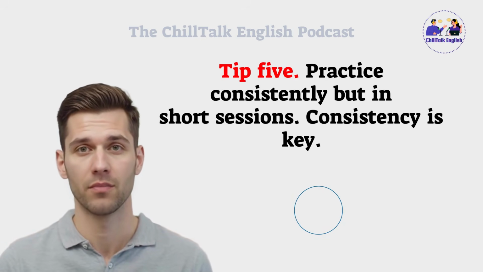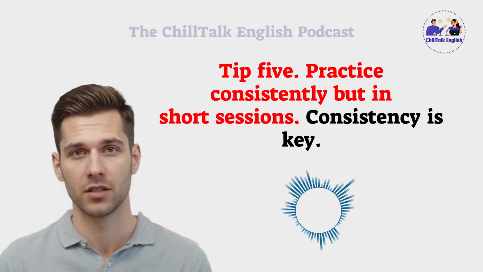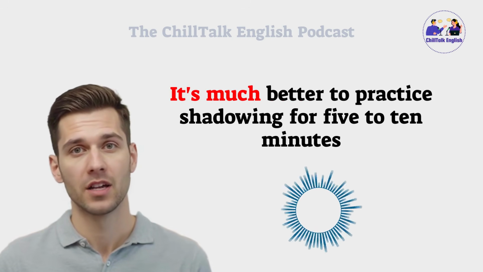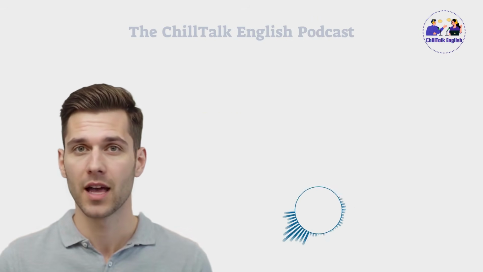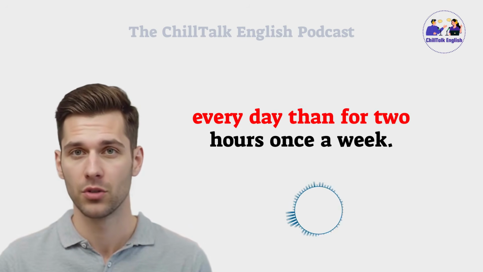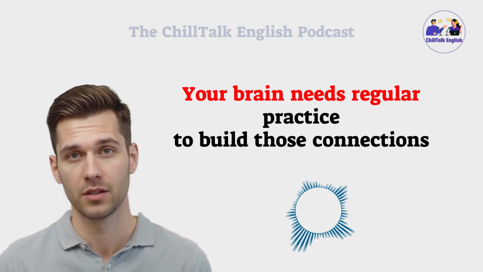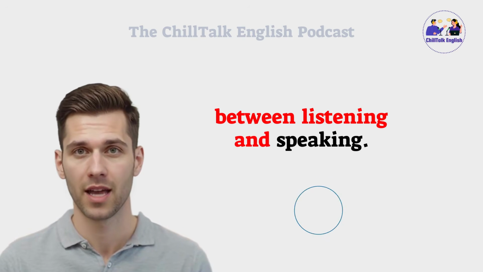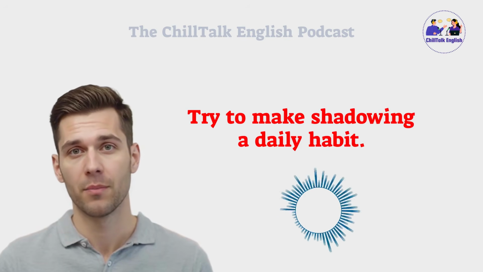Tip 5. Practice consistently, but in short sessions. Consistency is key. It's much better to practice shadowing for 5 to 10 minutes every day than for 2 hours once a week. Your brain needs regular practice to build those connections between listening and speaking. Try to make shadowing a daily habit.